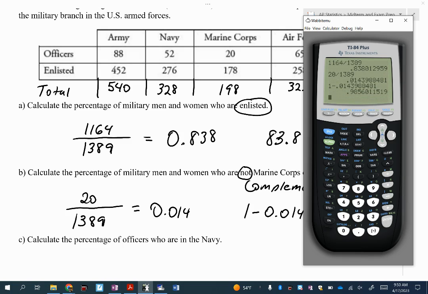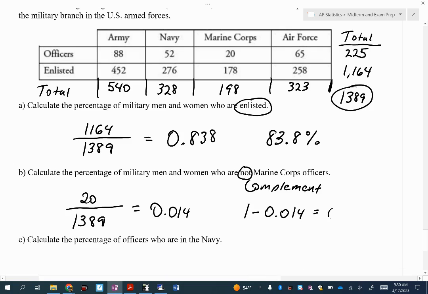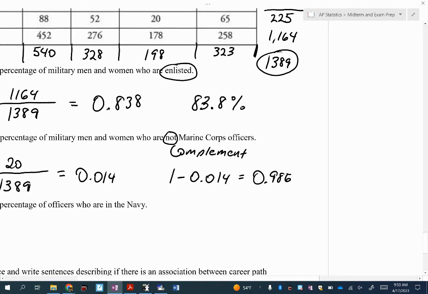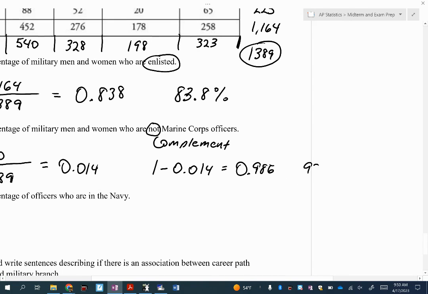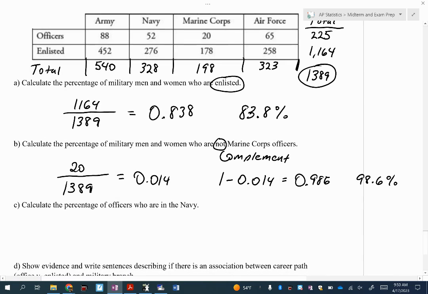My answer is 0.986. Or if you want it as a percentage, 98.6%. Any questions on B? I'm glad we did it that way, Thomas, just so we can have a conversation about what the complement is.